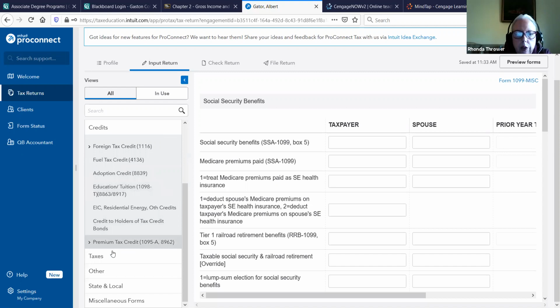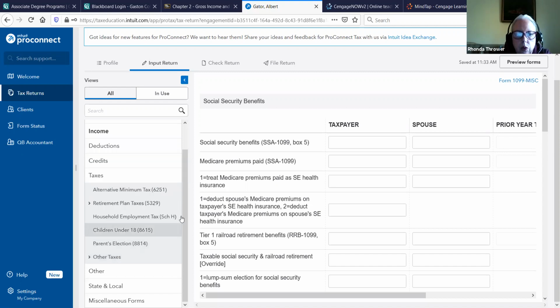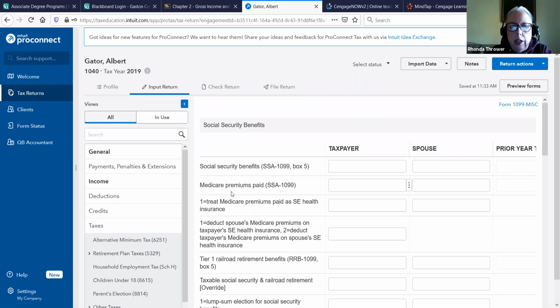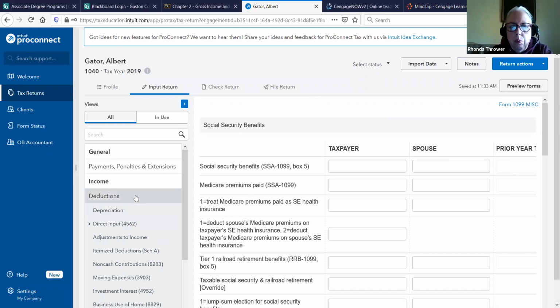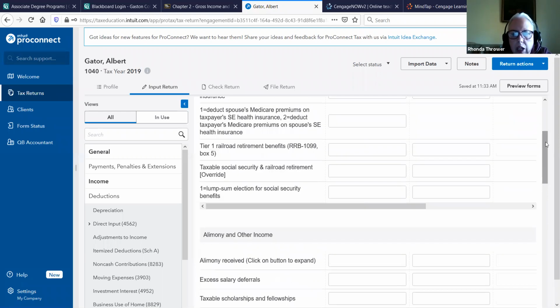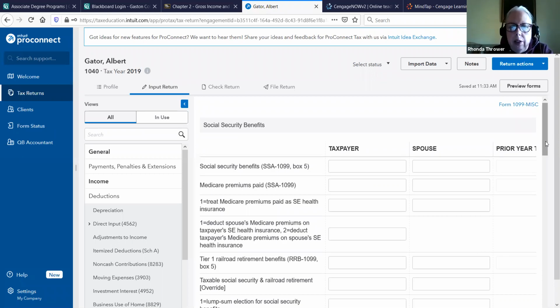I don't see it here, so just bear with me. I know it's up here somewhere, so let's see if I can get off of this part here. It didn't do a thing to it, did it? Oh yeah, okay. It did, it changed this. There's alimony and other income. It doesn't really go there because he paid the income. So I'm going to click on adjustments to income.